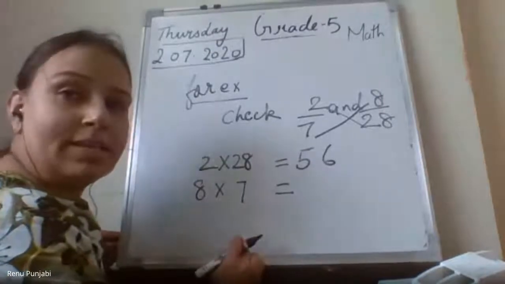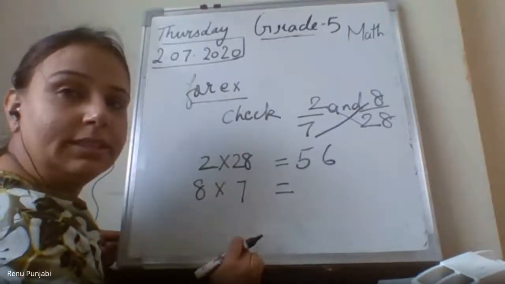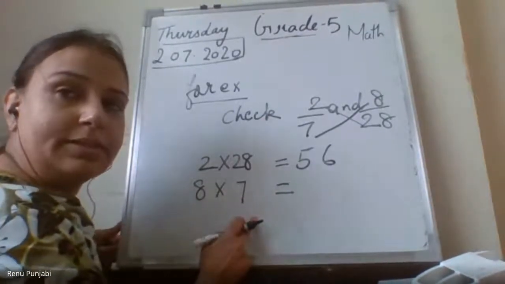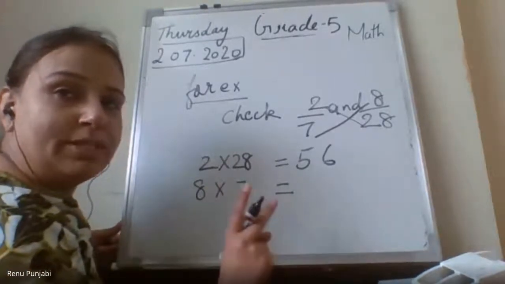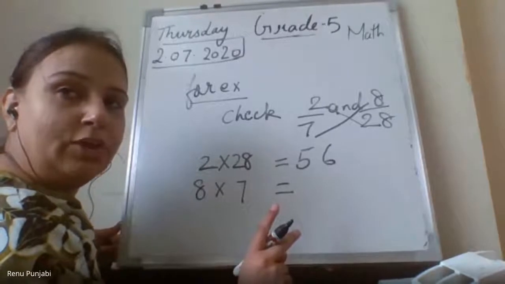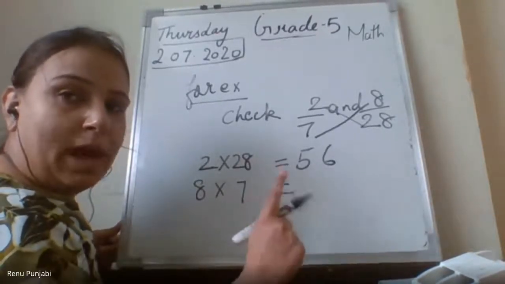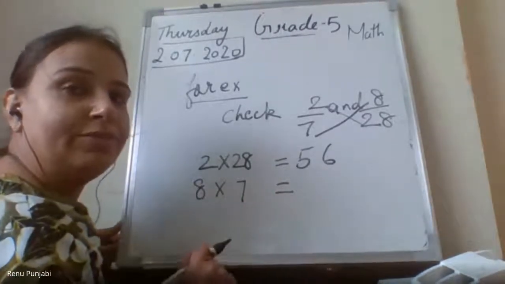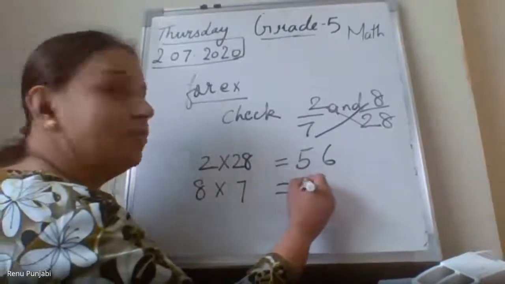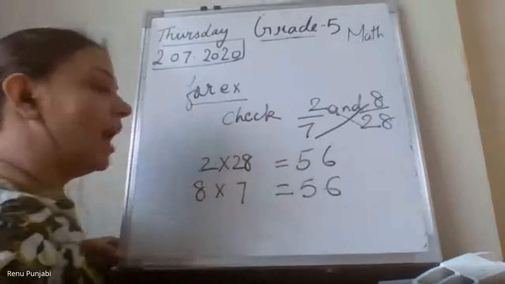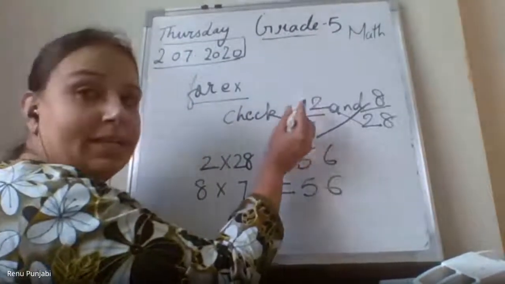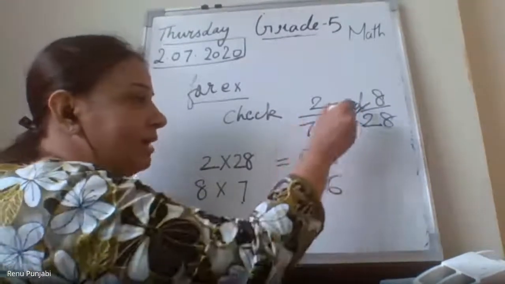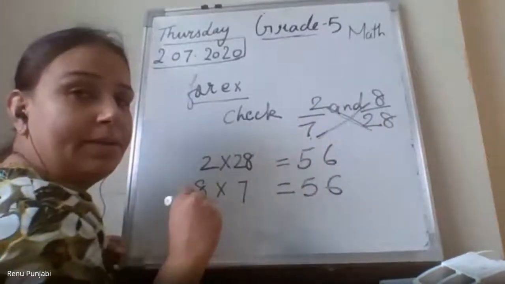Now next. 8 into 7 is what? Now I am asking for the next one. 8 into 7 is what? I'll count till 2. Your message should stop. Very good, children. 1 and 2. Yes. Many of you have given me the answer. 8 into 7 is 56. Now you can see here, after multiplying this numerator with this denominator and this numerator with this denominator, we are applying here the cross multiplication method. Don't write in the chat box now.